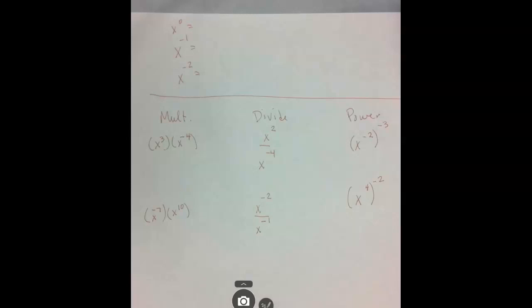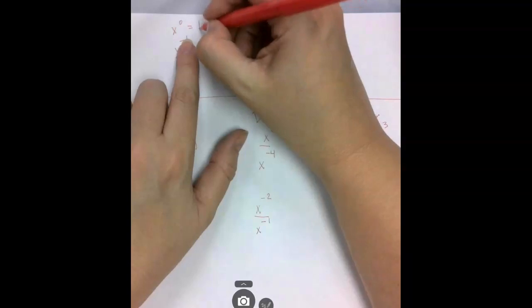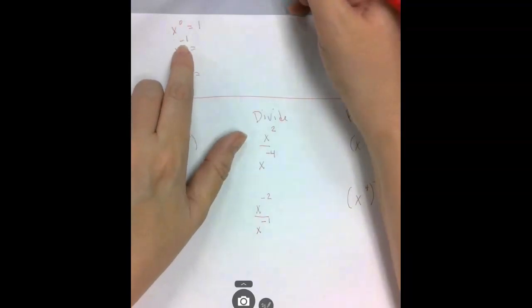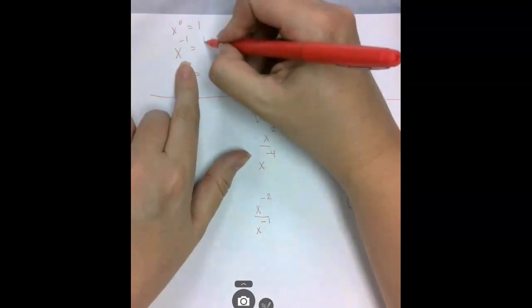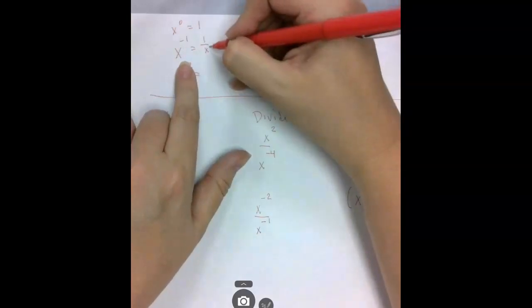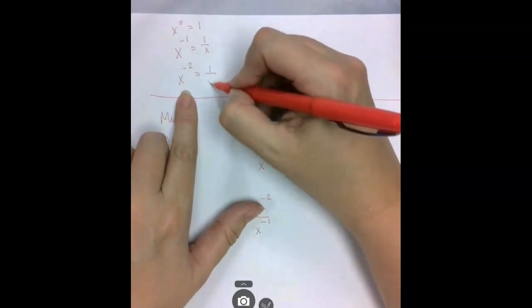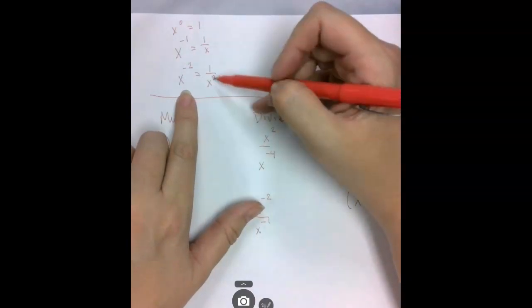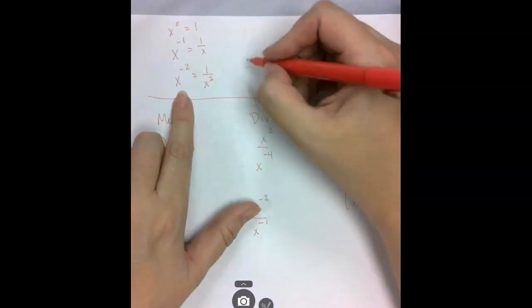Okay, this is a quick video for review of negative exponents, and I wanted to start with anything to the 0 power is always 1. And when I have a negative exponent, that means that it's going to go on bottom. So x to the negative 1 is 1 over x, and that's really to the 1 power, and x to the negative 2 is 1 over x squared. Notice it moves to the bottom, it keeps the same exponent, but the exponent is now negative.